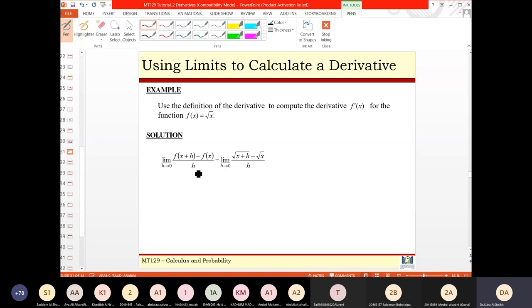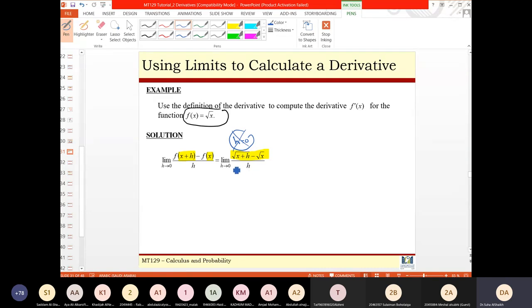So I have the function which is the root of x. The rule is the limit when h goes to 0 of f of x plus h, meaning I remove x and put x plus h, minus f of x as it is. Remove x and put x plus h, meaning root of x plus h minus the root of x, all divided by h. Now like this, I cannot change h equal to 0. I cannot do this. I still have this h down there.